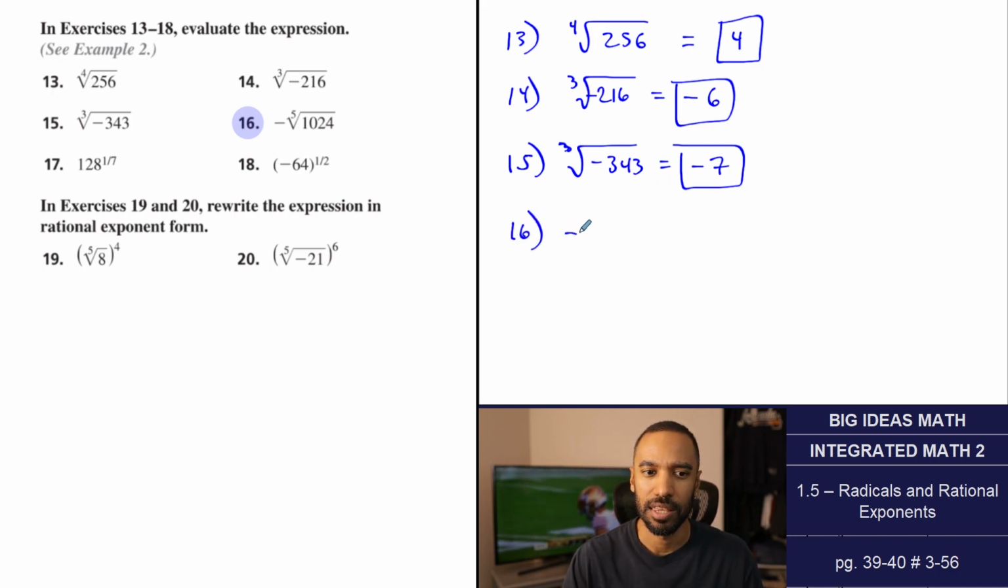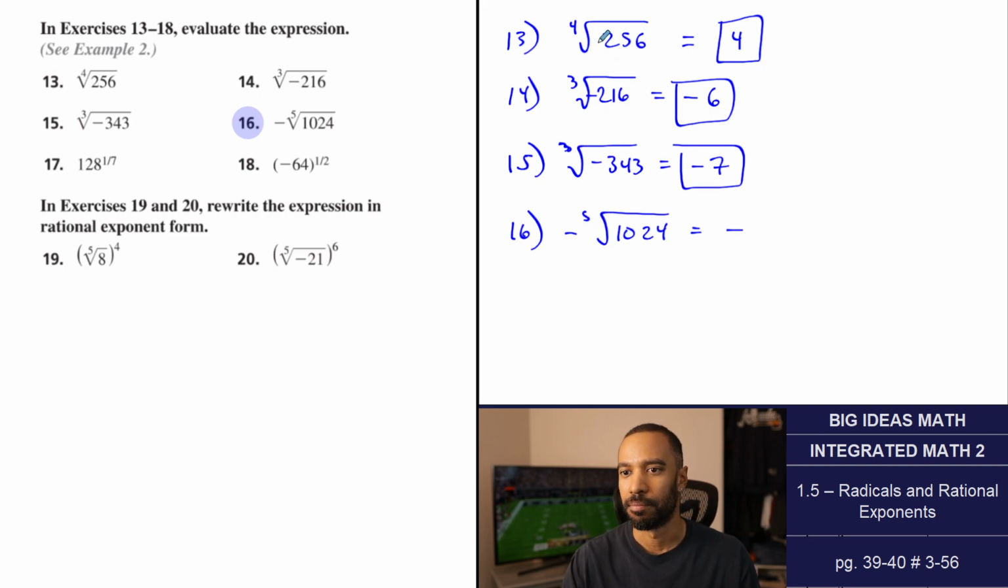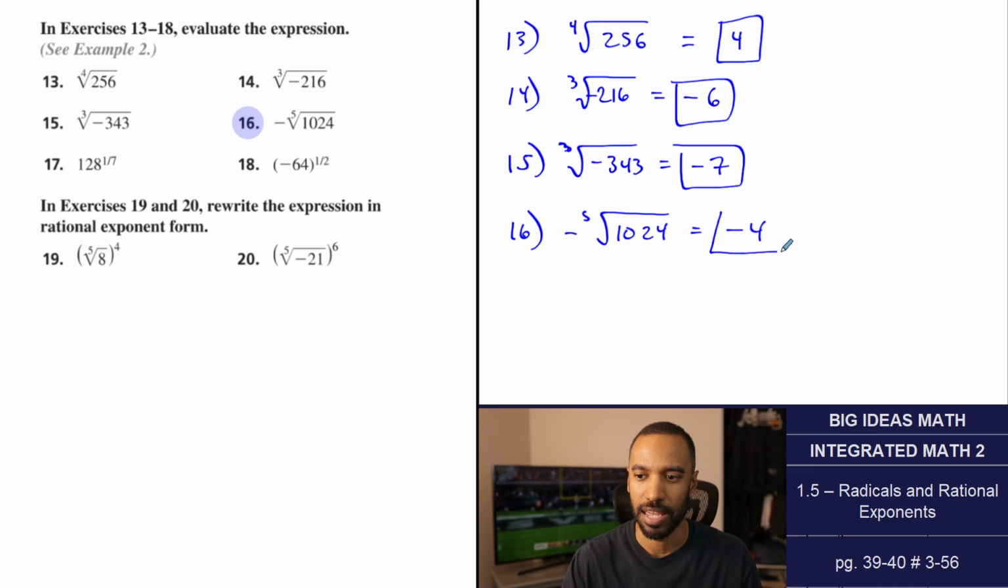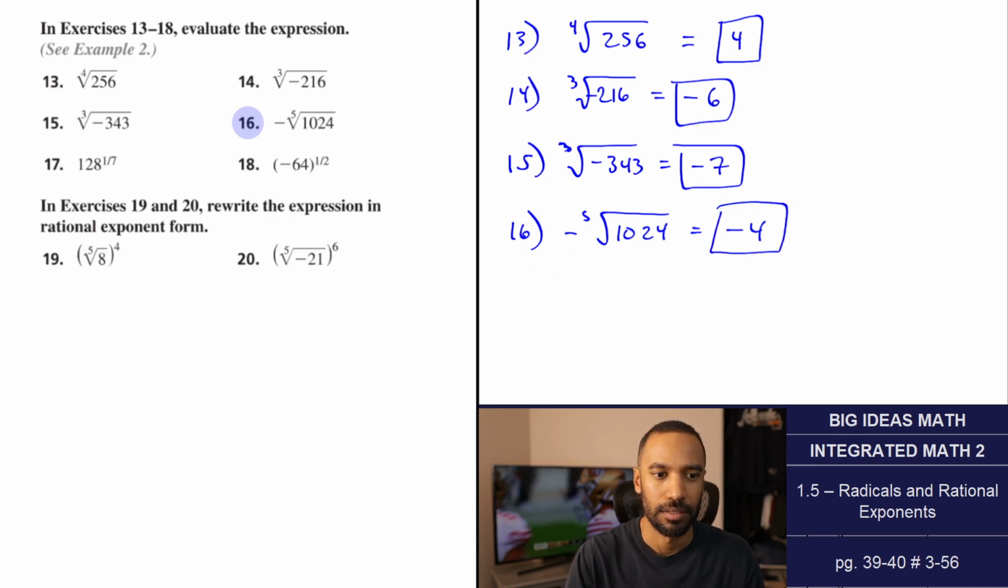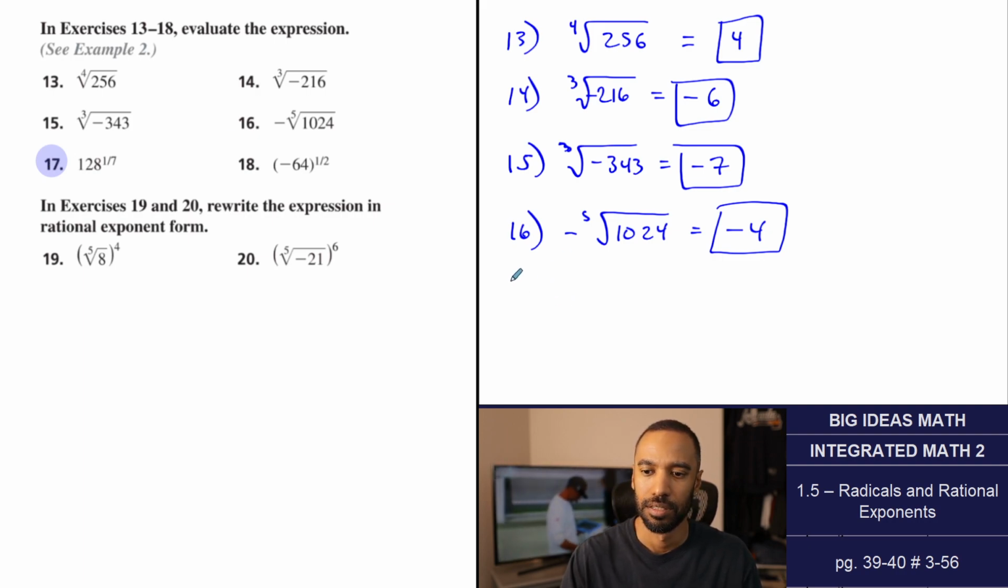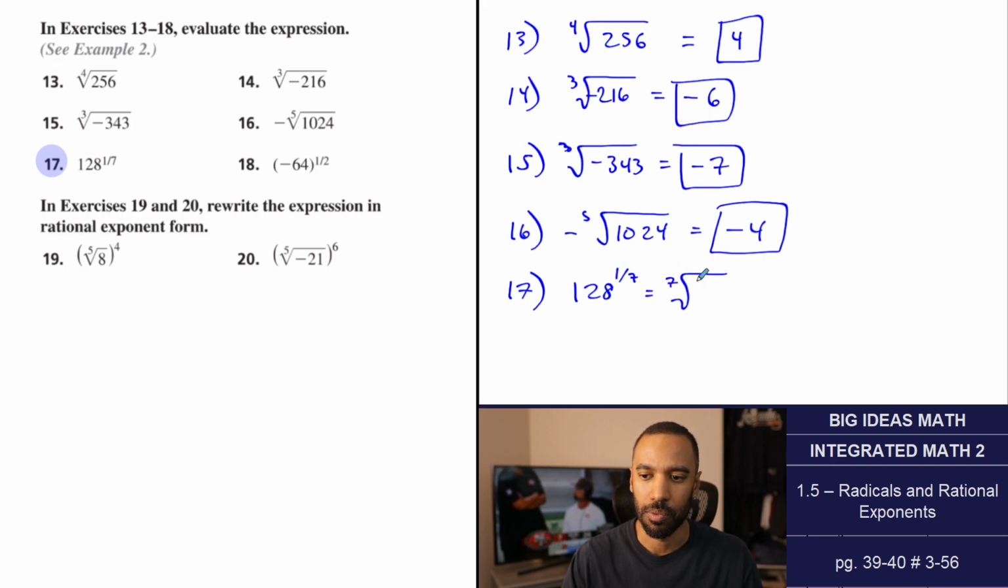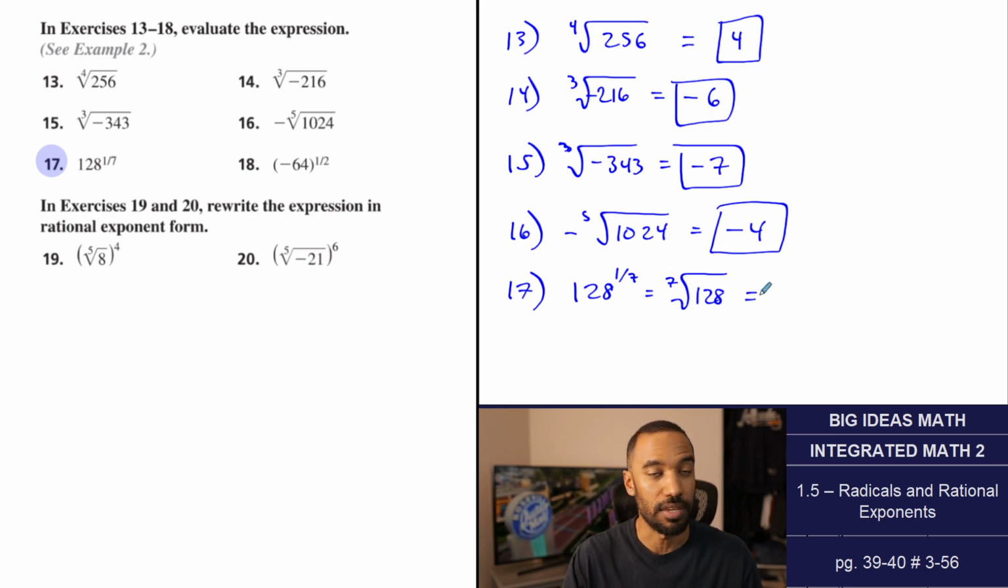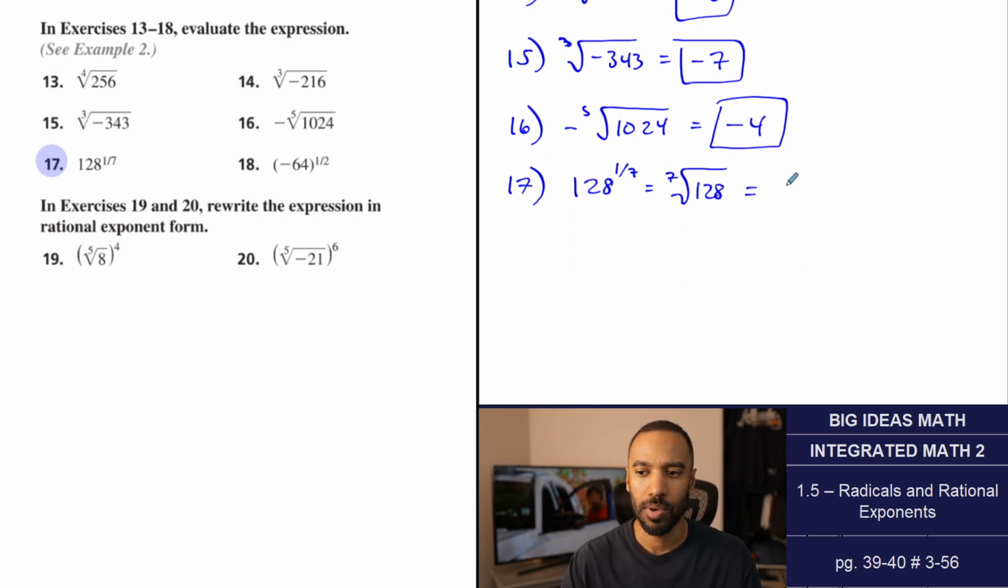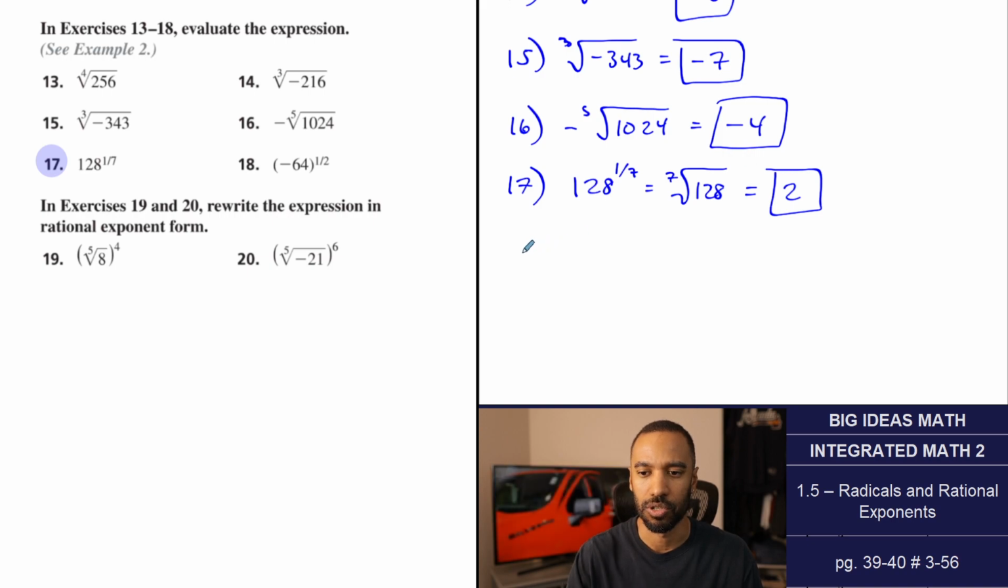Number 16, the opposite of the fifth root of 1024, which is the opposite of, so 4 times 4 times 4 times 4 is 256, times 4 should be 1024. So negative 4. Number 17, this is a rational exponent, 128 to the 1/7th power. Let's rewrite that as the 7th root of 128, or let's perceive it that way at least. And that's what happens when you multiply 2 seven times. So you get 2.